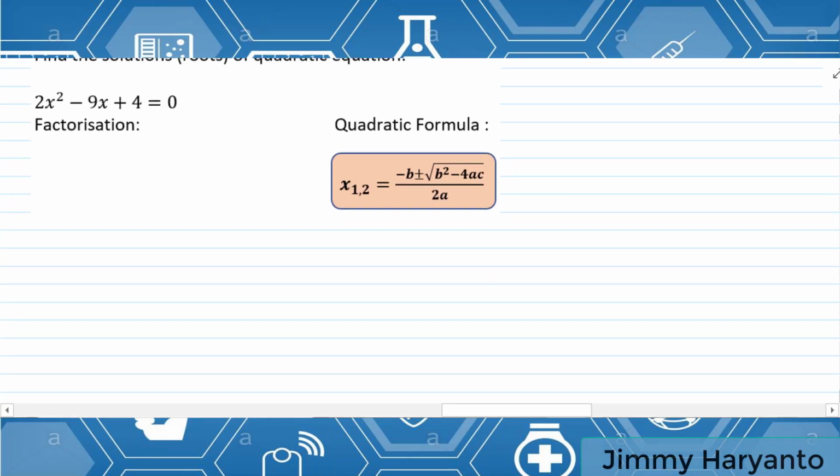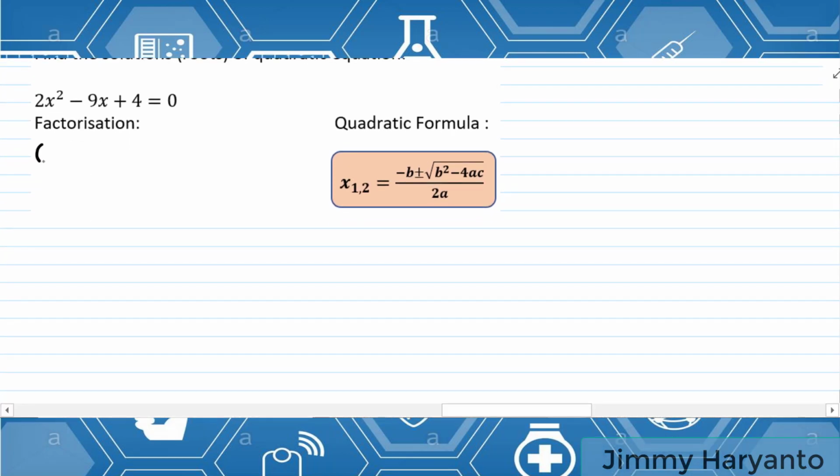So with factorization, we can factorize it like this. There are many methods for factorization. You can use whichever one you like. For me, I prefer this one. It is called direct factorization. 2x times x, and then 4 means 4 times 1, and then to get negative 9, I have to put negative and negative right there. So for this one, I will have 2x minus 1 equals 0. For this one, I will have x minus 4 equals 0.